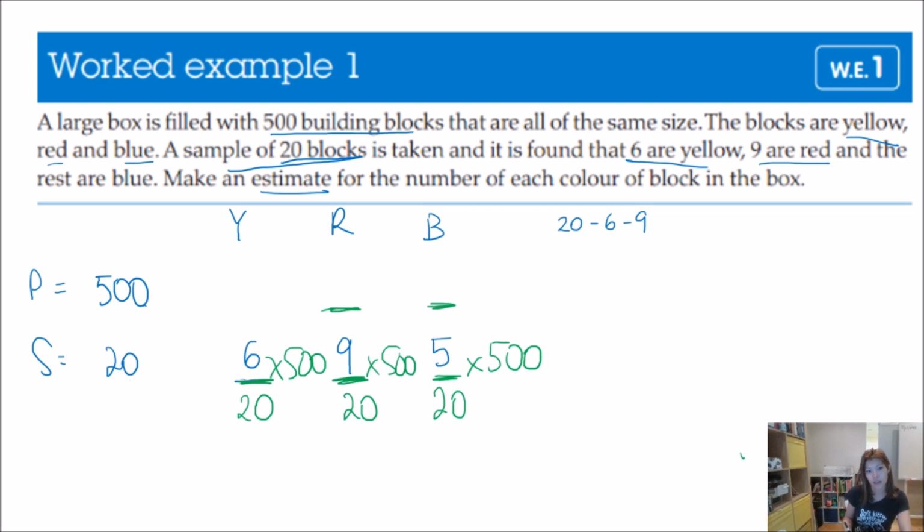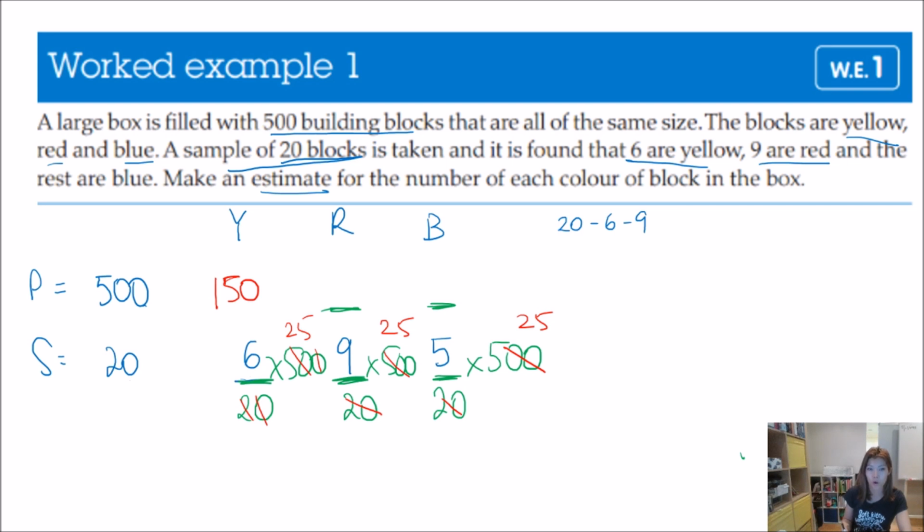So 6 times 500 over 20, we can easily cancel the 0, and then 50 divided by 2 is 25. So instead of multiplying 500 divided by 20, we're going to multiply by 25. Okay, simplifying those three questions. So now we have 6 times 25: 25, 50, 75, 100, 125, and 150. So just 150 yellow.